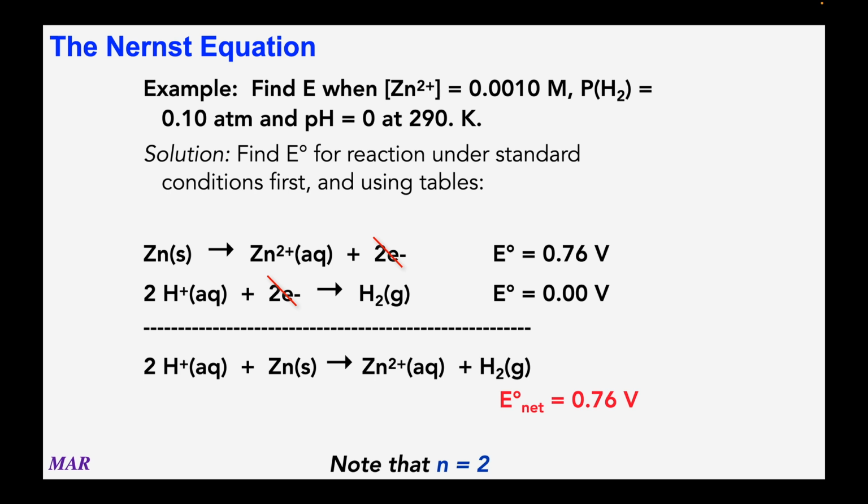This is a spontaneous reaction, and if everything was at 1 mole per liter, 1 atmosphere of gas, and temperature was 298, we would expect positive 0.76 volts. But 3 of those 4 conditions there are not going to be standard. We don't have standard zinc 2 plus, we don't have standard H2, and the temperature is weird. So we have to accommodate for that in the Nernst equation. But before we leave this page, notice how 2 electrons canceled when we added the cell potentials together. That means n is going to be 2. 2 moles of electrons are transferred in this reaction.